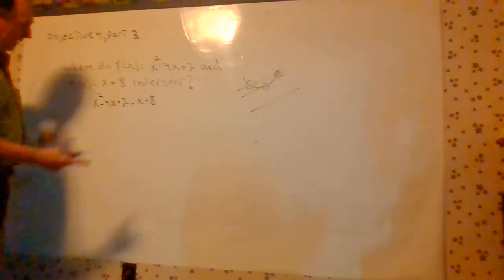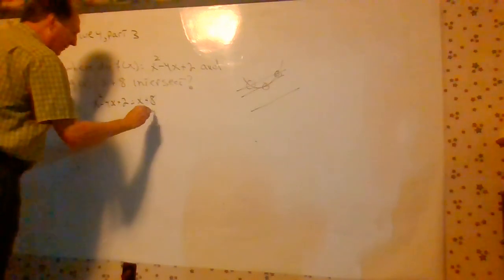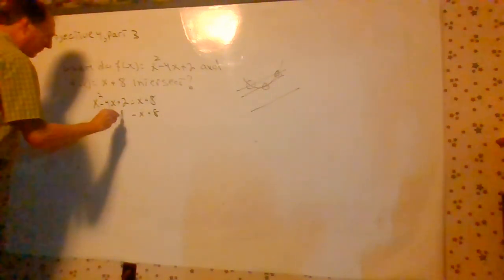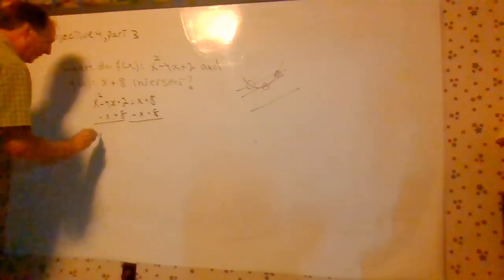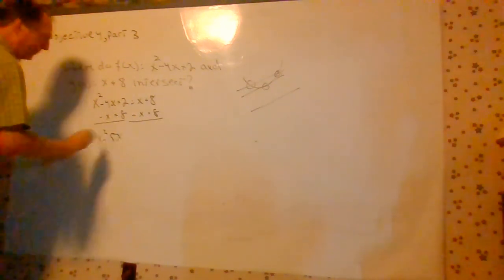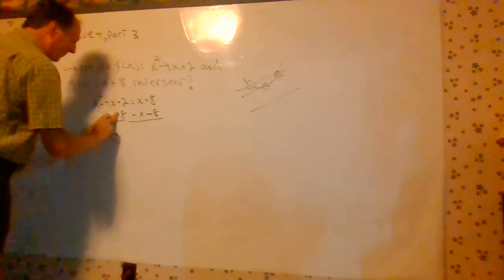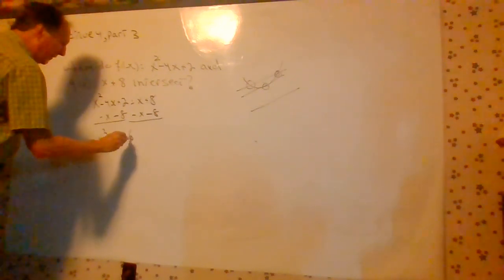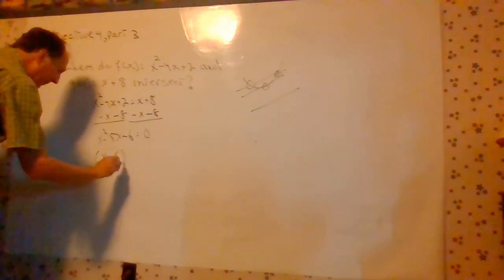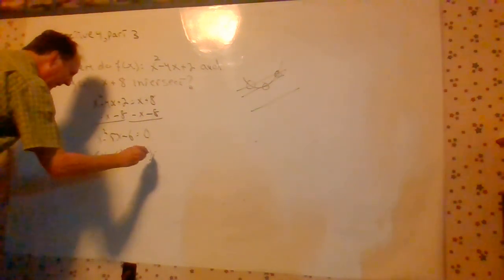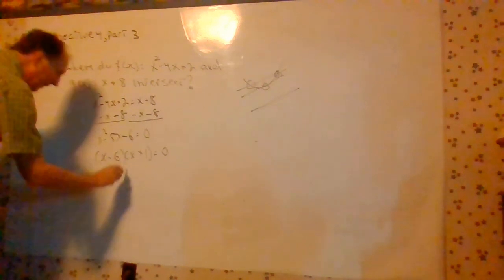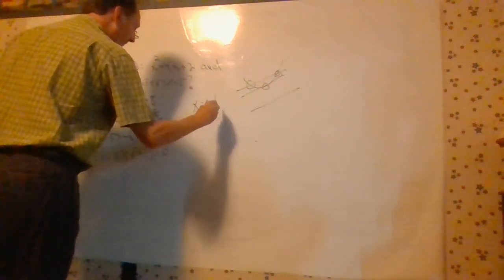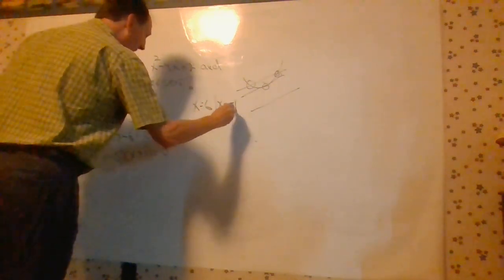Okay, and now we can solve for x. Minus x, minus 8 on both sides. And we have x squared minus 5x, a little bit hasty there, minus 6 equals 0. And that factors as x minus 6, x plus 1 equals 0. That gives us two x values: x equals 6 and x equals negative 1.